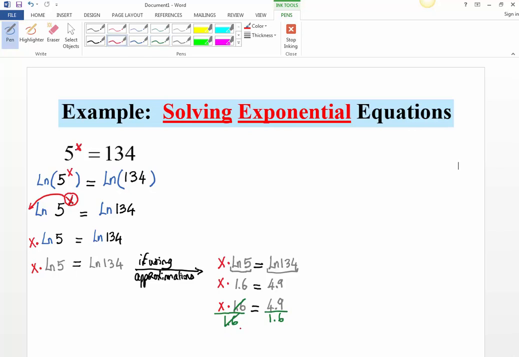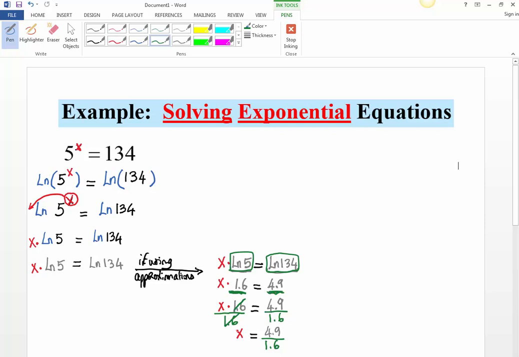And I would get that x is a ratio of the right hand side, which was 4.9, which I divided by the coefficient of x, 1.6. So if you can do that with the approximations here, this approximation of ln of 5, you surely can treat ln of 5 as 1.6 and ln of 134 treated as 4.9.